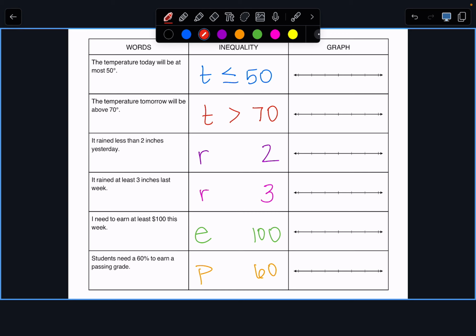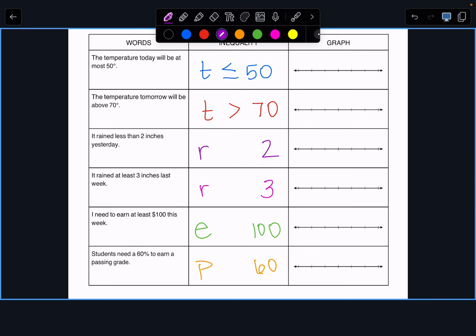It rained less than 2 inches yesterday. Kelly, what do you think about this one? You got this, Kelly. What sign? So which one of these? Because it says less than, right? So which one? Yes. All right. Kelly says less than. All right. It rained at least 3 inches last week. Macy, what do you think about at least? Greater than or equal to. I love it. The green one, Riley, I need you up here, bud.